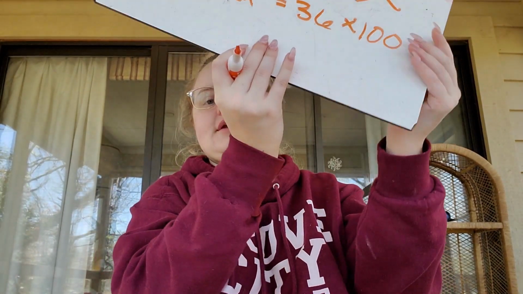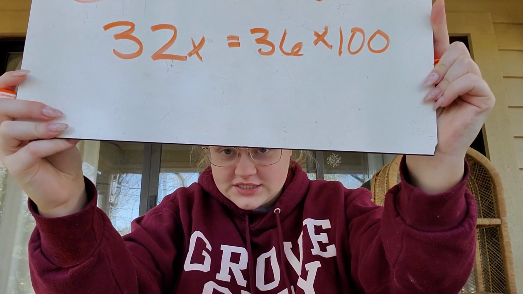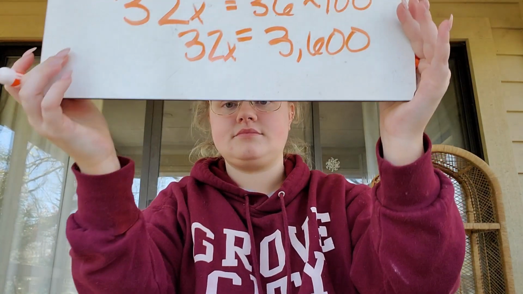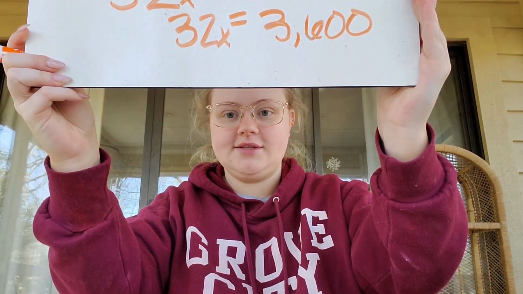All right, I am looking at 32x equals 36 times 100. I'm going to go ahead and multiply those out. 3,600 equals 32x. That is where I'm at right now.